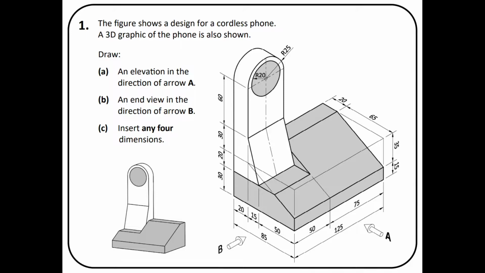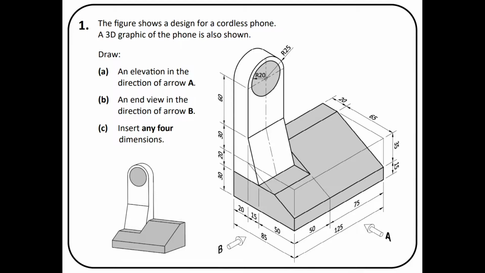So just having a kind of analysis of this question, we're only asked to draw 2 views, the elevation and the end view. We don't need to draw a plan, so don't need to worry about doing that. Our arrow for the end view is on the left hand side of the question, which means our end view has to go on the right hand side of the elevation. So if the arrow's on the left, end view goes on the right. If the arrow's on the right, end view goes on the left.